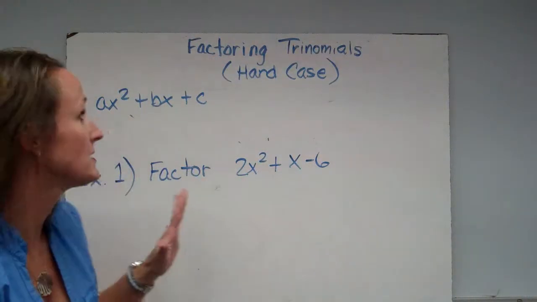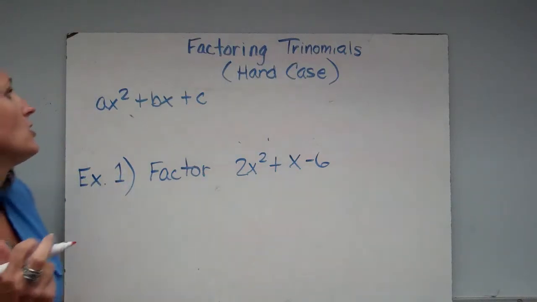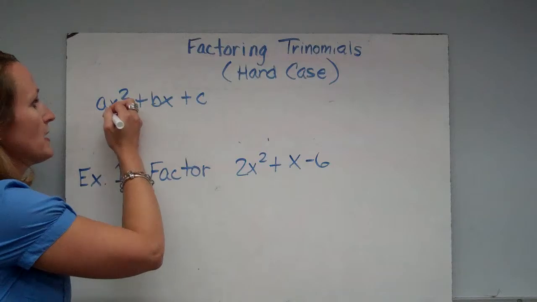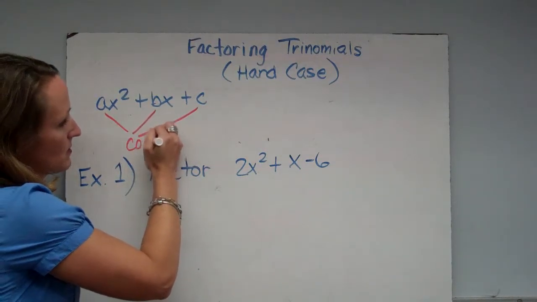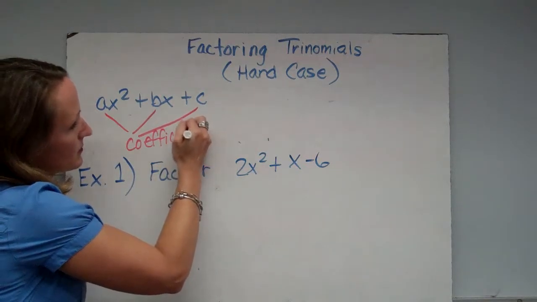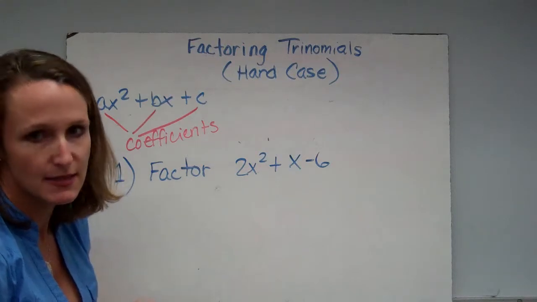So in this video, we're again talking about factoring trinomials, only this time we're talking about the hard case. So again, we have our ax squared plus bx plus c, where a, b, and c are all coefficients. But in a hard case trinomial, a is not equal to 1.